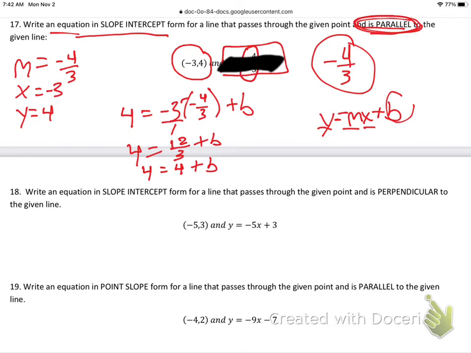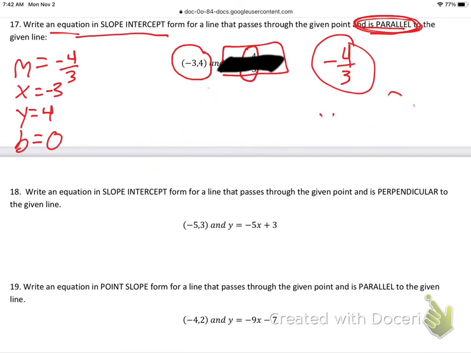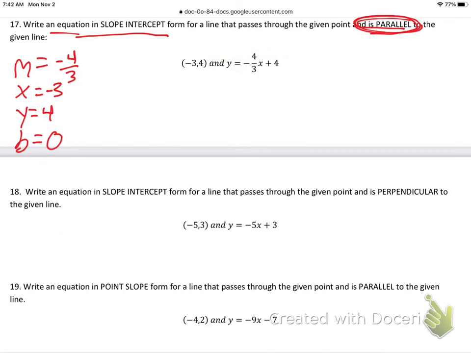Then from there, we're going to subtract 4 on each side. b is going to be equal to 0. Now, I know you've got a lot written here, but now we can add this. b is equal to 0. So out of all of that, the x and the y don't matter because we're just writing an equation. You'd have y is equal to negative 4/3 x plus 0.